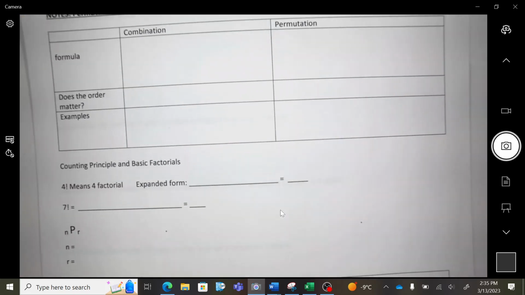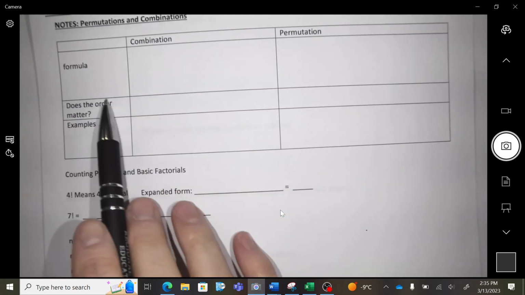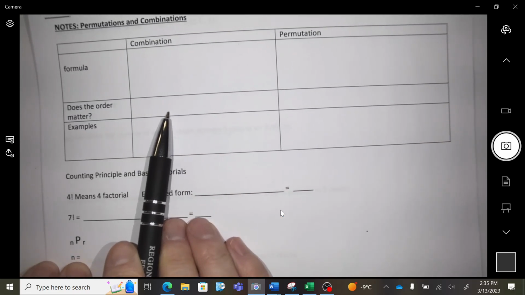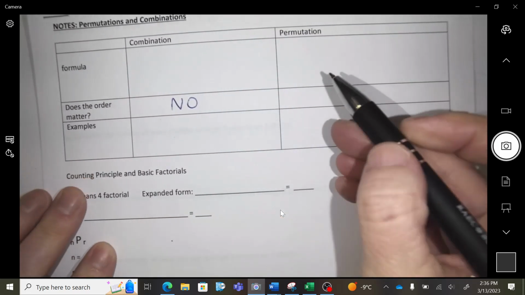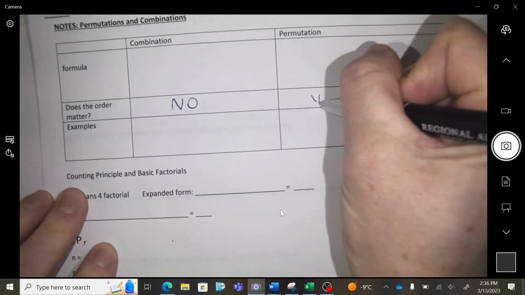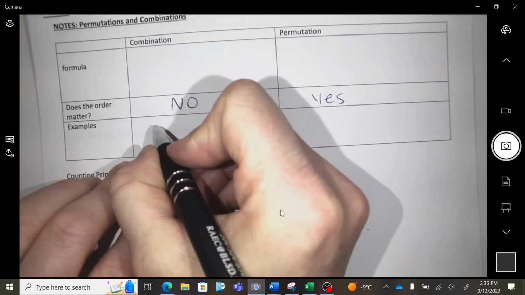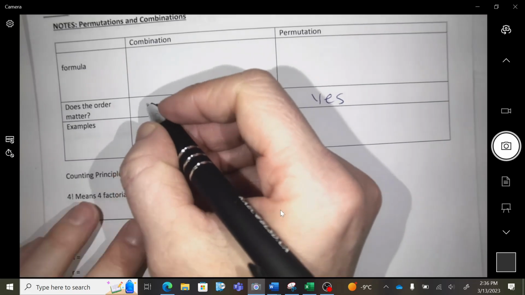So that's the understanding of what this is all about. Combination: does the order matter? When I combined my markers, the first example, did it matter the order I put them in? No. If you do a permutation, does the order of your objects matter? Yes. An example for a combination would be I just need a committee of 2 people or something like that.